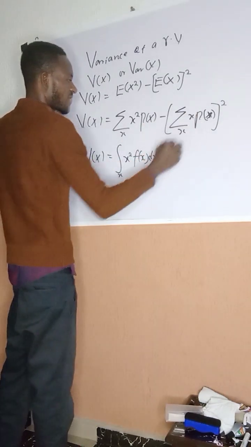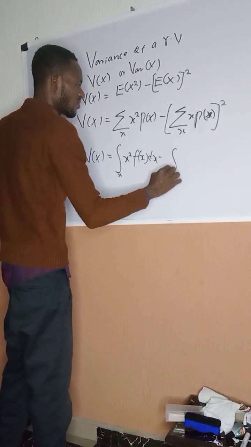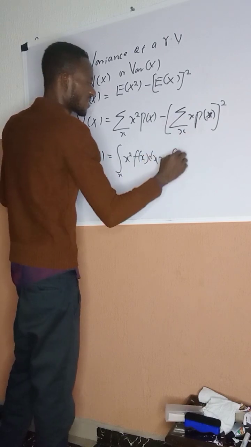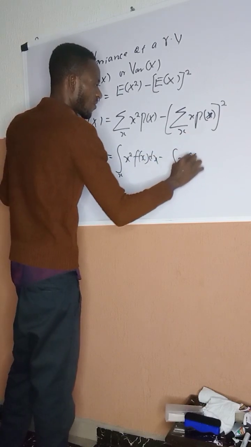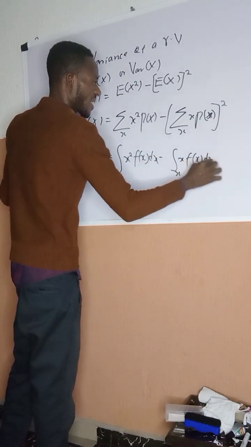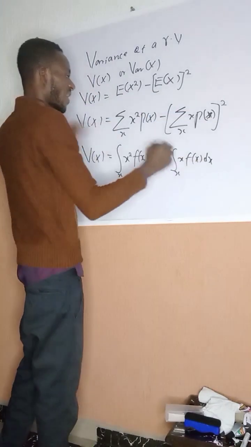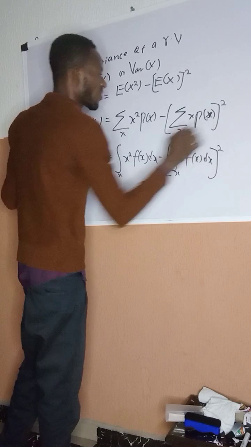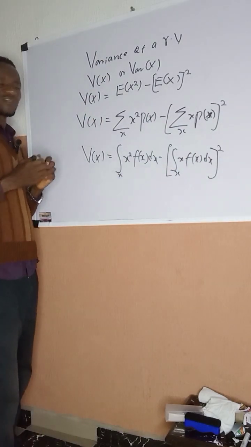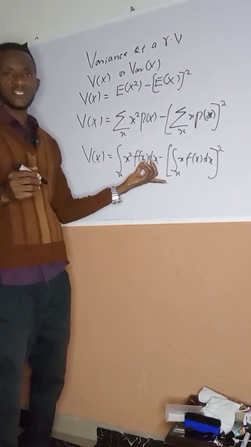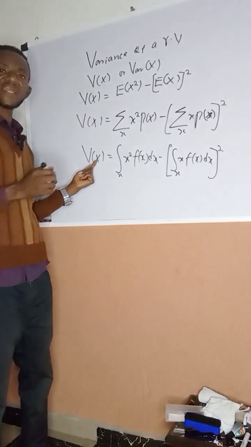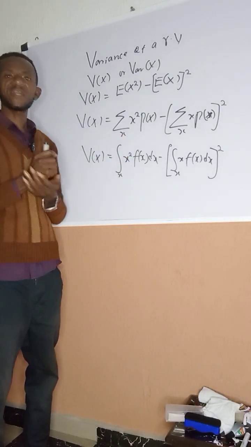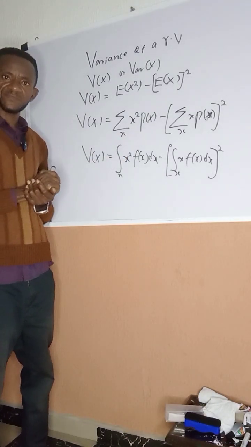what I have inside the bracket is the integral over the range of x of x f of x dx. This thing is put in the bracket, I will open and close it, all raised to power 2. This is how it will be expressed if this random variable x is a continuous random variable.